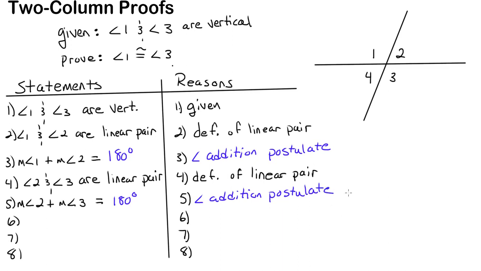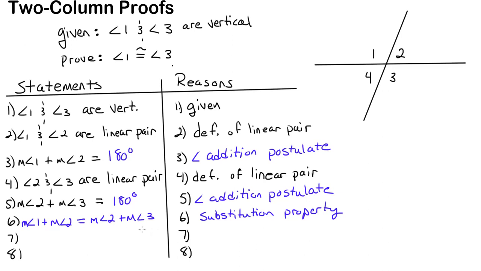So that leads us to statement number 6. If the measure of angle 1 plus the measure of angle 2 is 180 degrees, and the measure of angle 2 plus the measure of angle 3 is 180 degrees, that means that the sum of the measure of angle 1 and the measure of angle 2 is equal to the sum of the measure of angle 2 and the measure of angle 3. They're the same. Now, what reason do we have for that? Well, we have the substitution property. That basically means we can substitute angle 1 plus angle 2 with angle 2 plus angle 3 because they both equal the same thing. So we can substitute them.